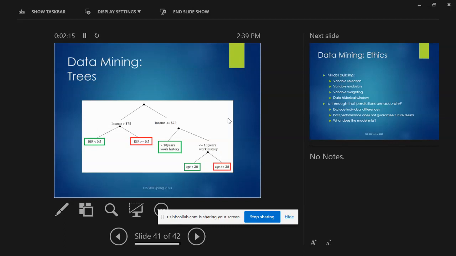Okay, so they crunched the numbers and they found out that yes, high income people with a low debt to income ratio are very likely to pay back loans, but there's a subset of higher income people that are also pretty risky. Likewise, on the other side, again, most people pay back their loans, right? So on the lower income side, maybe they look in and they see people who have 10 years or more of work history are pretty good credit risks. Why?